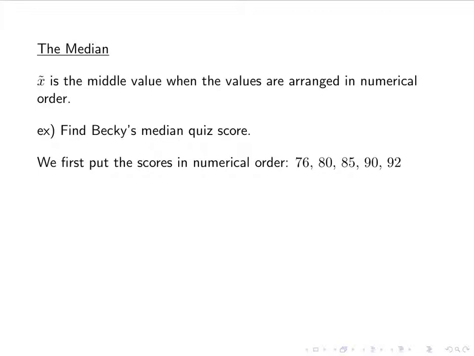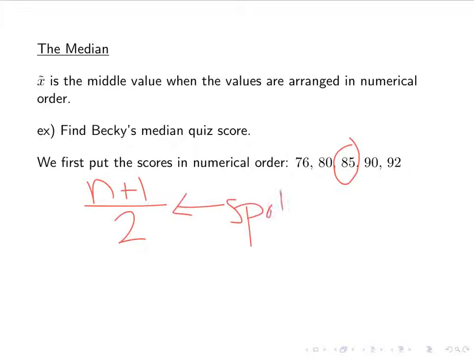And if we look, we have 5 quiz scores. And if n is odd, which in this case it is, n is 5, then there is an actual middle. And if I wanted to find the middle, I just go to the middle. And in general, if I have, again, say n values and I want to find the middle, I take n plus 1 so that it's an even number, and I divide by 2. And that is the spot where the median is.